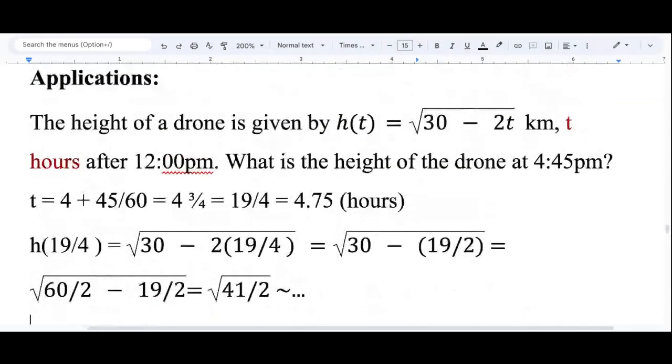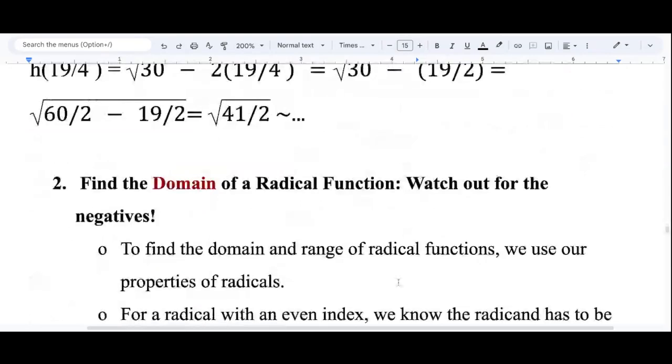Anyone has any question for this? So this is just plugging in, right? Evaluate.